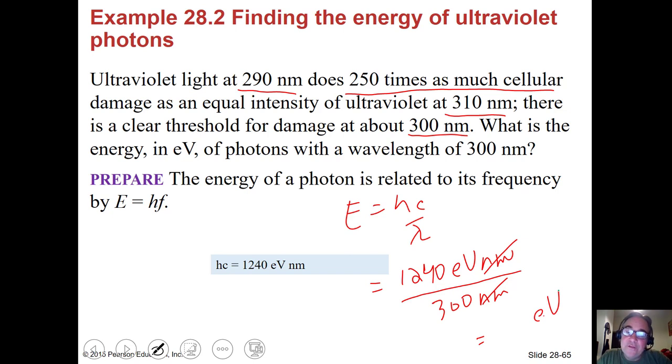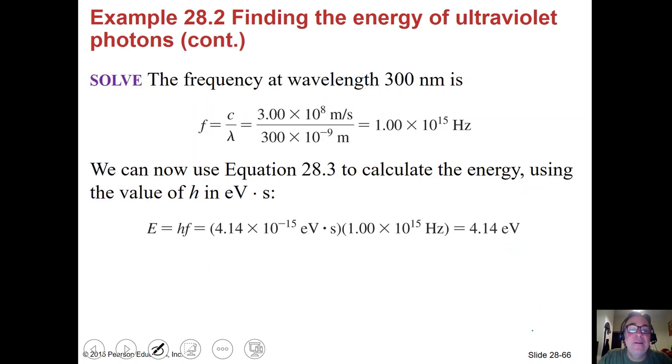Okay, so 300 goes into 1240. Looks like 4 times or so. 4 and 4/30ths or something like that. So, a little bit more than 4 eV. Okay, good. So I'll just put 4 point and you can work out the point. Okay, very good. So that's a little trick for you.